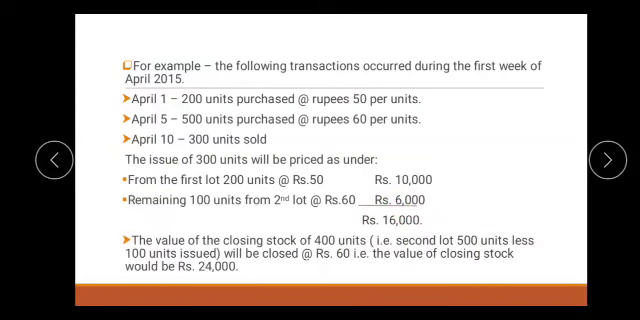The value of the closing stock of 400 units, that is second lot 500 units less 100 units issued, will be valued at rupees 60. That is, the value of closing stock would be rupees 24,000.